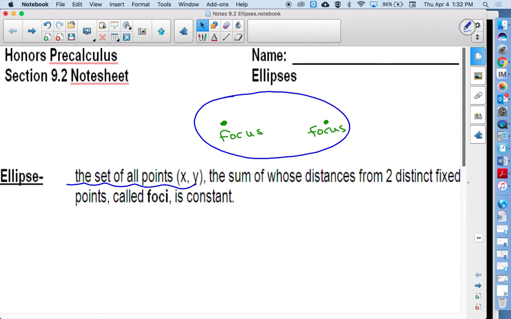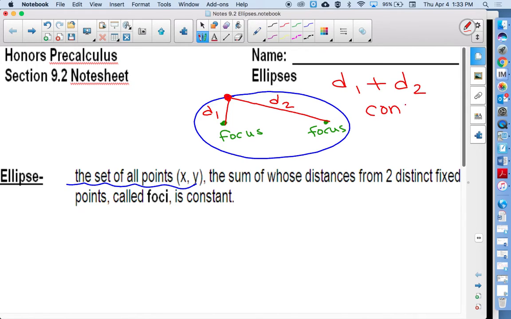So what this is saying is that if you have a point, any point on the edge, that's for the set of all points somewhere on the edge of the ellipse, if I take the distance to get from the point to one focus, whatever that distance happens to be, and the distance to get from that same point to the second focus, and add those two distances together, no matter where you are on the outside of the ellipse, that distance is the same.